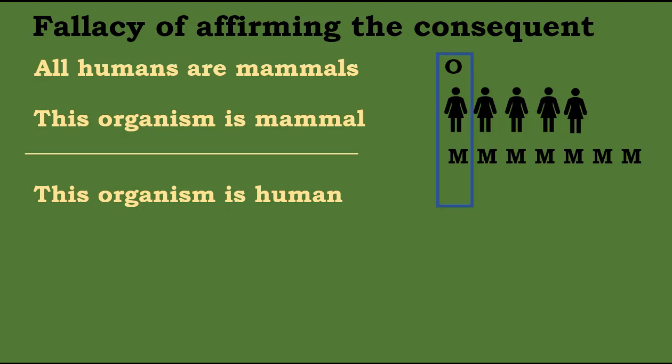But we can also put a dot aligned with an M, and that reflects this organism is a mammal as well, and in this case it's not a human. So basically it could be a human or not. Therefore we cannot conclude that this organism is a human. Therefore this is not a valid argument.